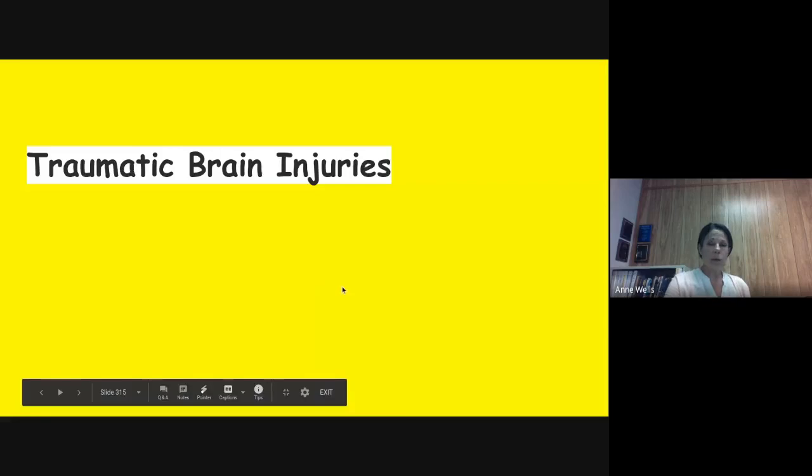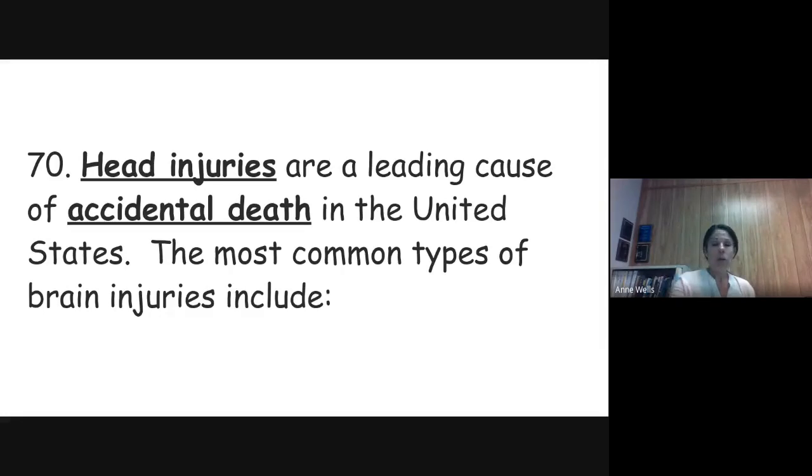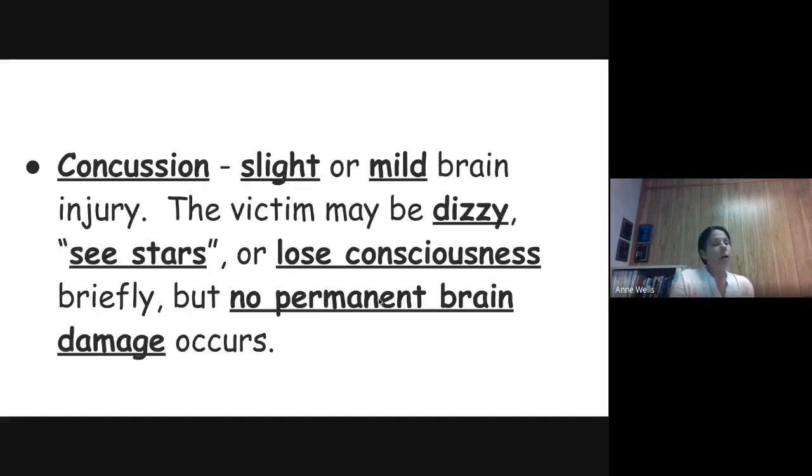All right, next we're going to look at traumatic brain injuries. A few anyway. Note number 70, head injuries are a leading cause of accidental death in the United States, and the most common types of brain injuries include a concussion. You watch almost any show on TV and you might see somebody getting a concussion. So this is a slight or mild brain injury. The victim may be dizzy, see stars, or lose consciousness briefly, but no permanent brain damage occurs.